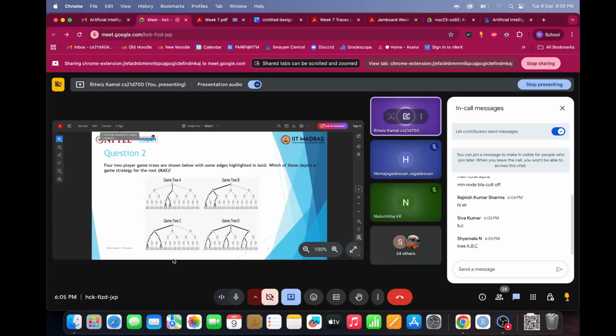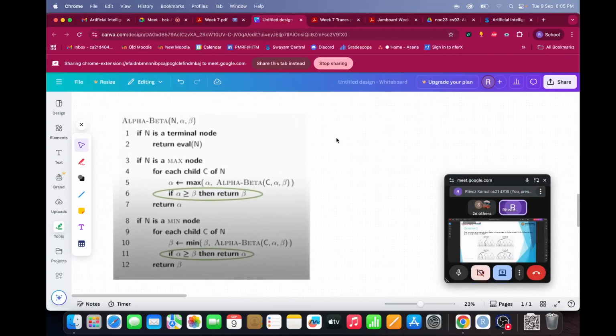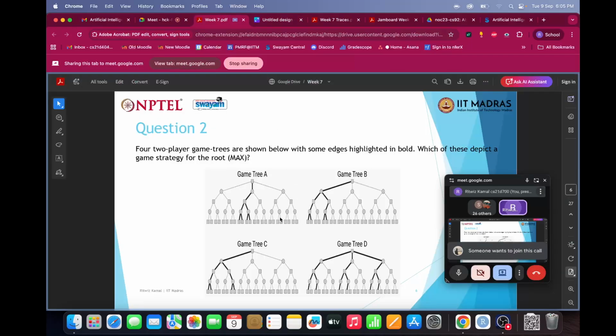So we have a vote for options B and C. Let's have a look at which of these are correct. Just give me a moment.